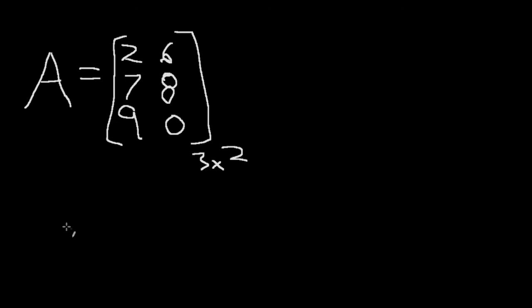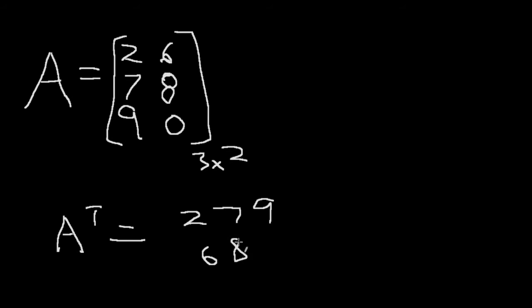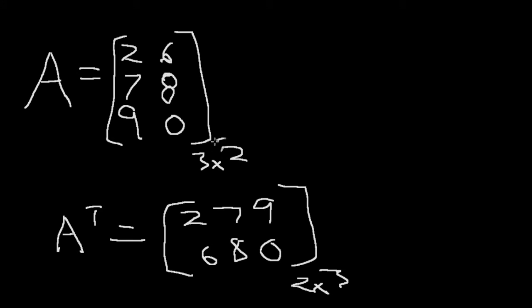Then something a little different happens, because when you transpose it, it then becomes a 2 by 3, as you might imagine. 2, 7, 9, 6, 8, 0. Do you see how that happens? So now it's a 2 by 3. So it does have that property of flipping these, which you just don't notice in a square matrix.